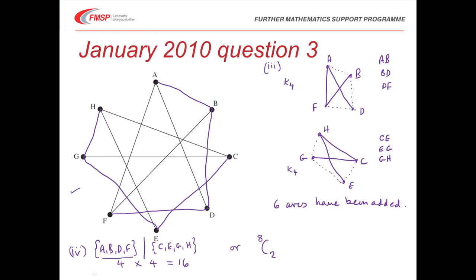So if I do 8C2, I'll count too many edges. I don't want to have a pair from within the set A, B, D, F. In other words, if from that set of 4 I choose 2, I don't want any of those possible connections. The same applies here. Choosing a pair from C, E, G, H is another 4 choose 2. So 8 choose 2 minus 2 lots of 4 choose 2 will give me what I want. 8C2 is 28, 4C2 is 6, and that gives me 28 take 12, which is 16. Of course, for 1 mark, you only need one or other of these 2 solutions.